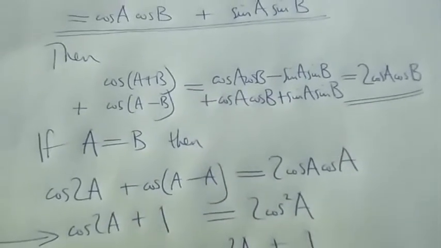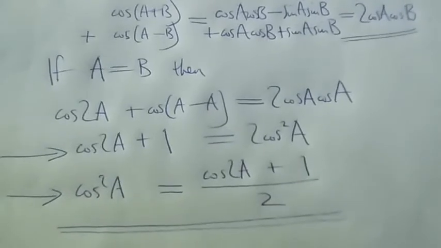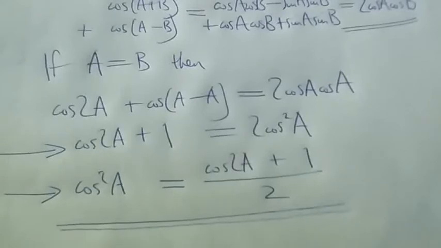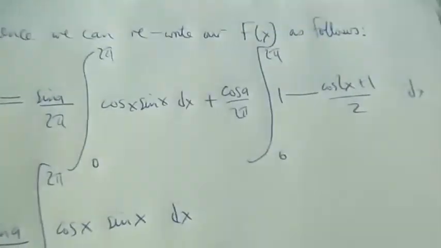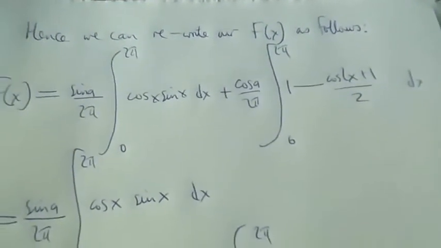And if a and b are the same, we end up with the equation cos squared a is equal to cos 2a plus 1 all over 2. Hence, we can rewrite our big F of x as follows.